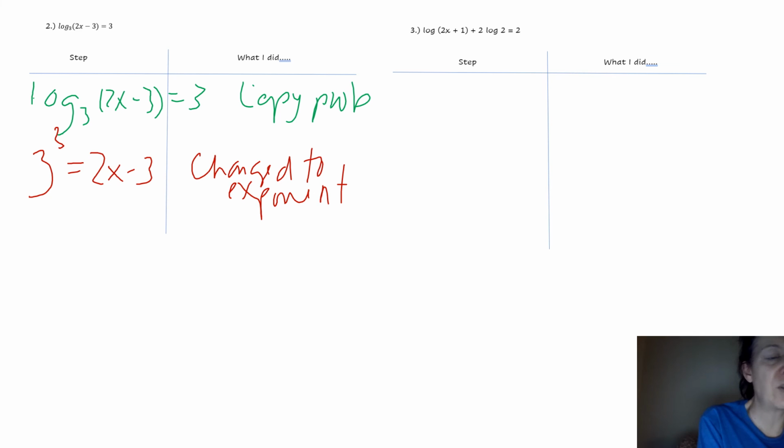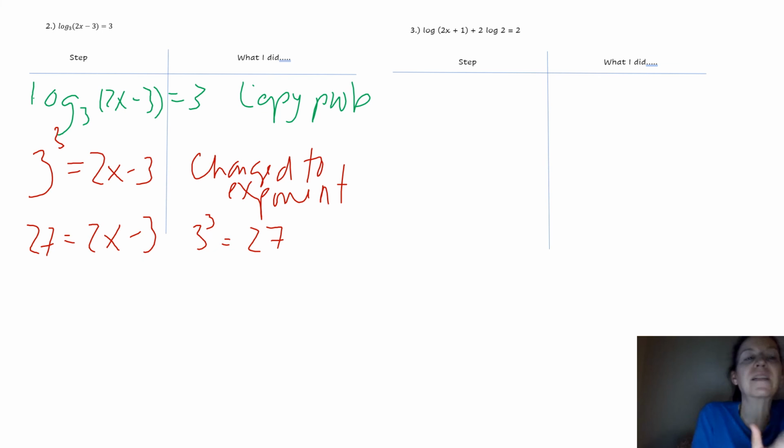3 to the 3rd power is 27. So I might just say 3 to the third power equals 27. I might actually just say that. It's basically evaluation and substitution. So you take 3 to the third, you evaluate it. That is equal to 27. And then the 27 you substitute for the 3 to the third power.